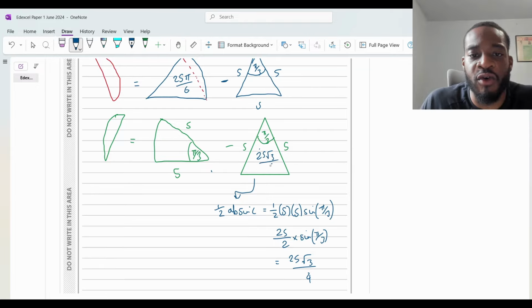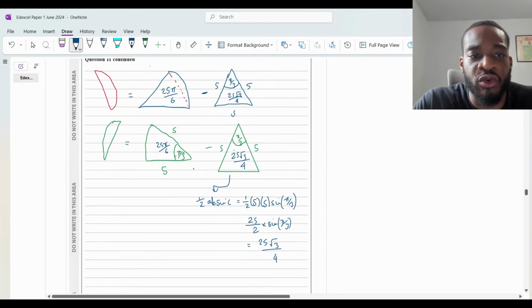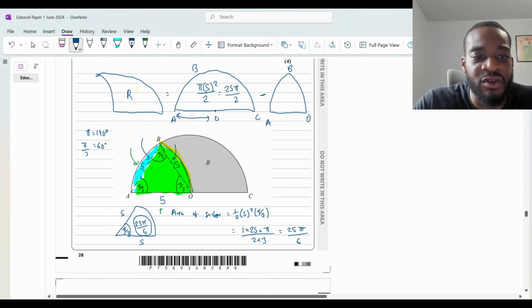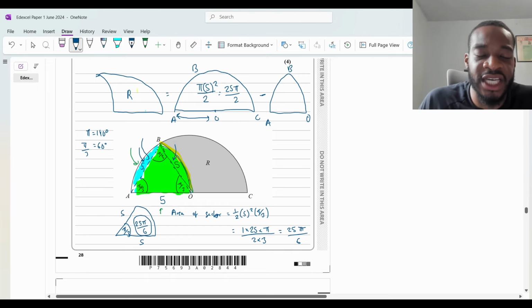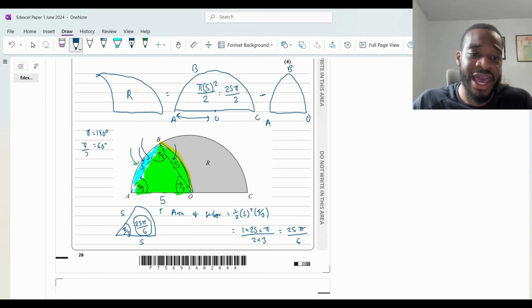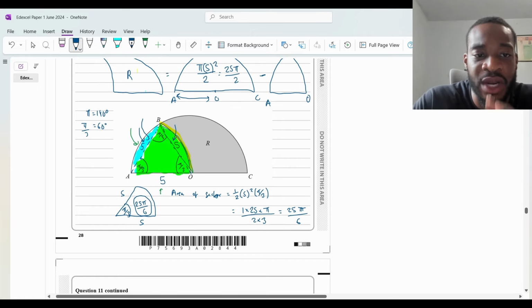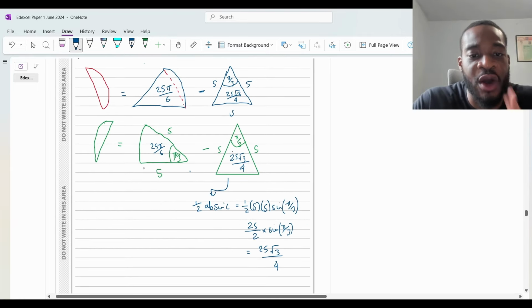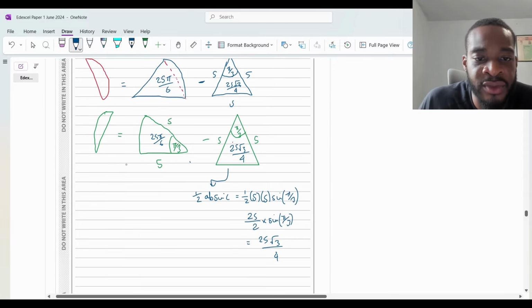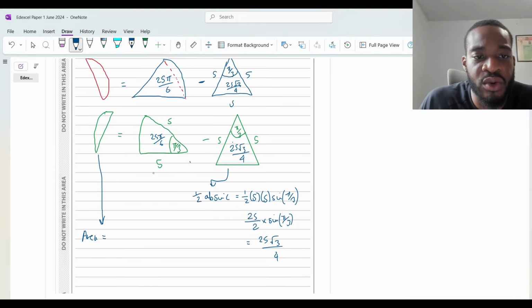25 root 3 over 4, which is the same as that one. Again, this is the same thing. And then that was 25 pi over 6. So again, what are we doing? We're trying to find out this little section in blue, which is equal to the area of that sector ABO minus the area of that equilateral triangle. We found out both of them. So now we can find out what that little section is. Area is going to equal 25 pi over 6 minus 25 root 3 divided by 4.